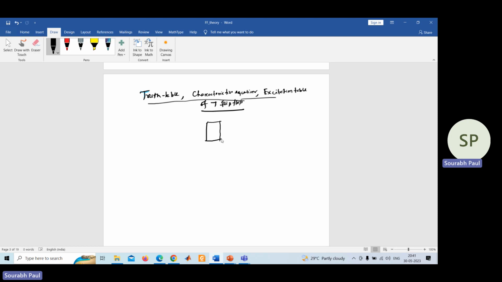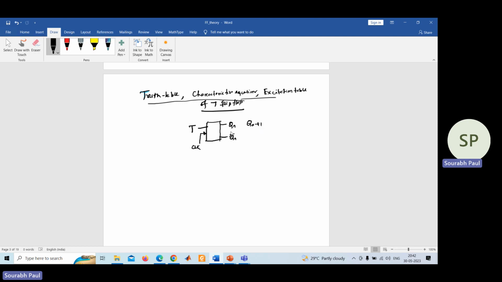Actually, in T flip-flop, you have one input that is known as T, and as it is a flip-flop, you need to give a clock signal, and it will have two outputs. One is Qn, the other one is Qn bar. Now, using the input and the present output, so present output is denoted by Qn, you have to find out what will be the next output. And the next output is denoted by Qn plus 1.